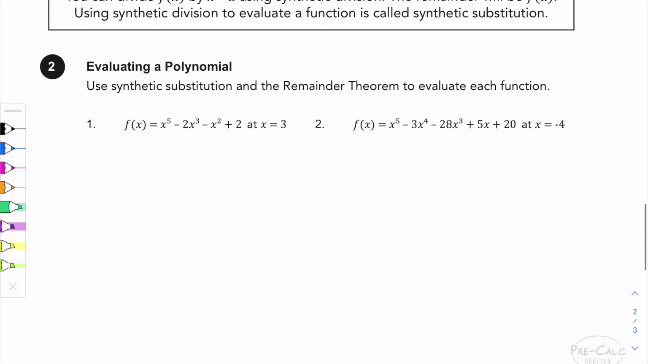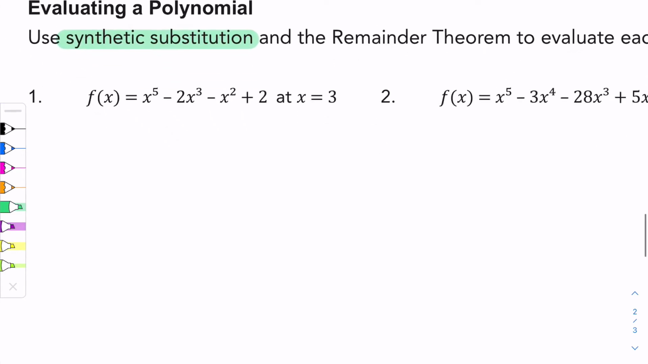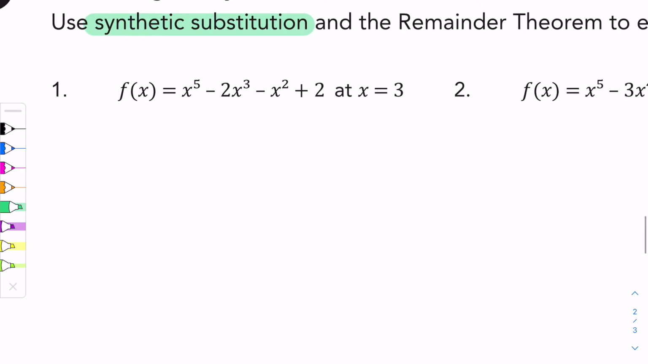It will probably be easier to understand the remainder theorem if we just jump right into going over example 1. Example 1 says to use synthetic substitution, which means we have to use the synthetic process to do this, and the remainder theorem to evaluate each function. So if you are using the remainder theorem, you are only evaluating.